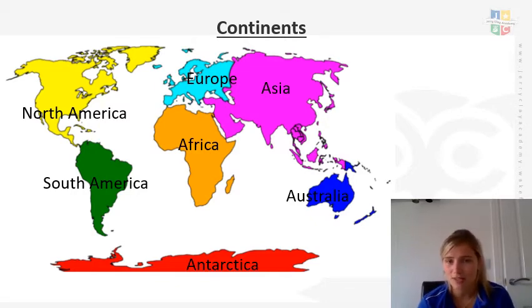Now before we move on to the next part, what I'd like you to do is, on a piece of paper, write as many facts as you know about these continents. So for example, it might be that you know that Antarctica is going to be really cold because it's at the bottom of the world. It might be the fact that Australia doesn't only include Australia, but also that New Zealand is part of that continent.